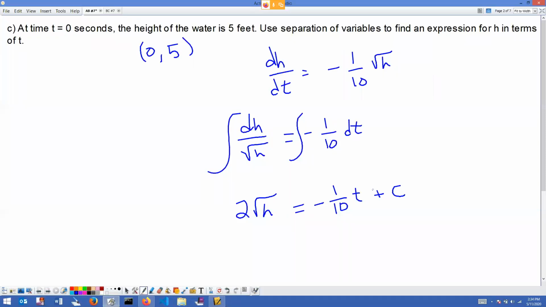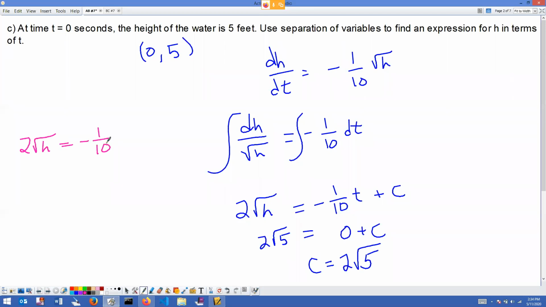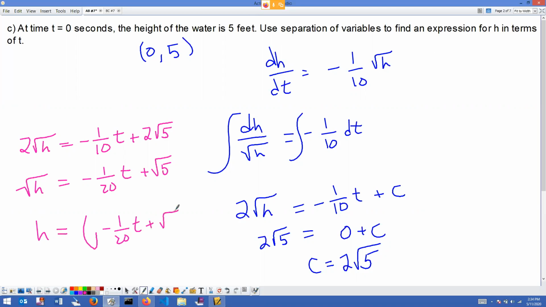And then we'll use our initial condition that t is 0, h is 5, to get a constant of 2 root 5. Then from there, we can plug that all back in to our solution right here. 2 root h equals negative 1/10 t plus 2 root 5. Divide by 2. And square it. And that should be good enough.